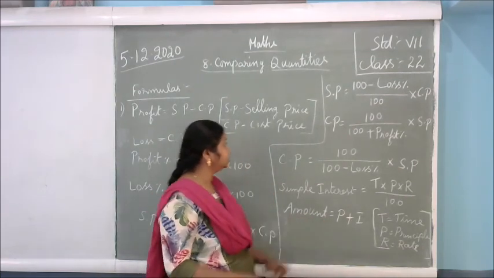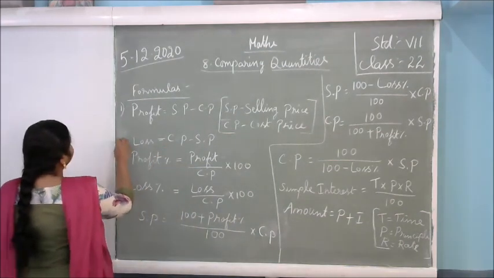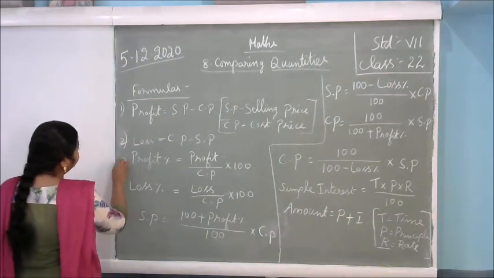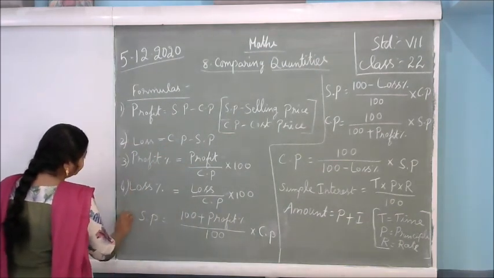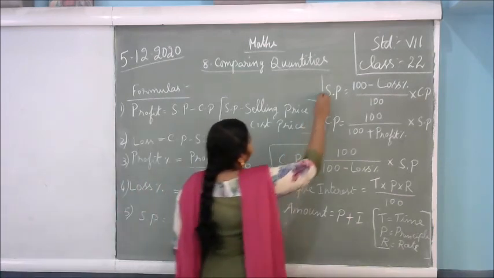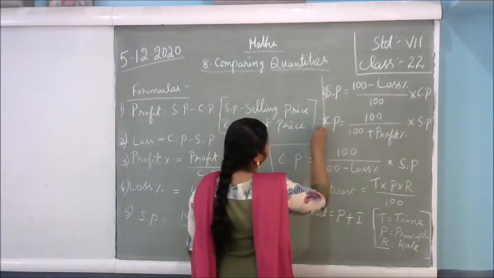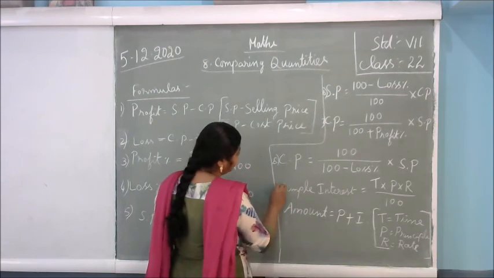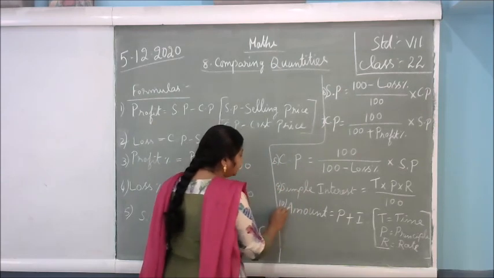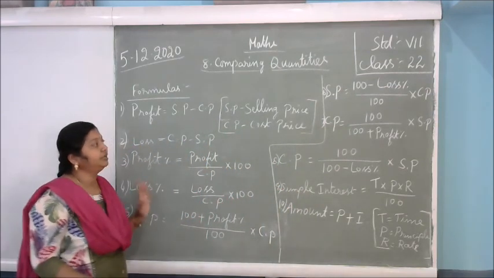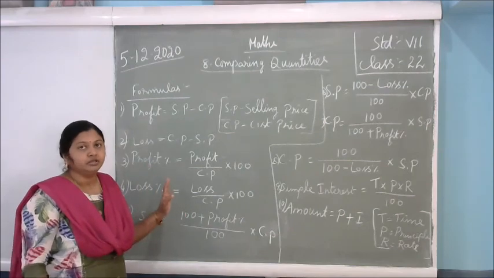Okay, principal plus interest. Totally how many formulas are there? First formula, second formula, third, fourth, fifth, sixth, seventh, 8, 9, 10. These 10 formulas are very, very important. You have to learn them. Okay.